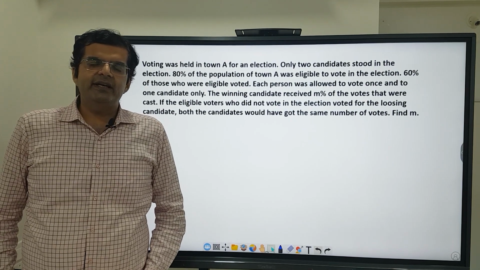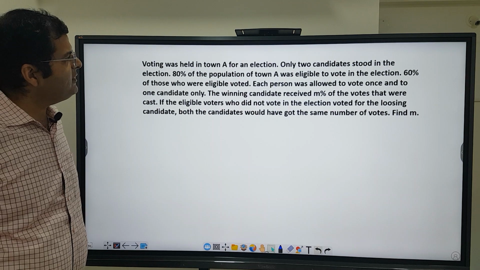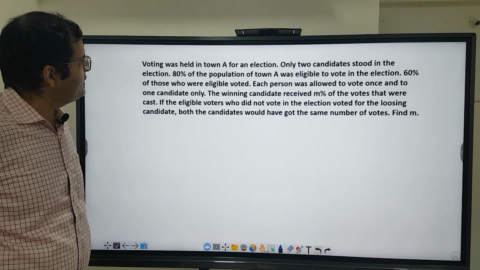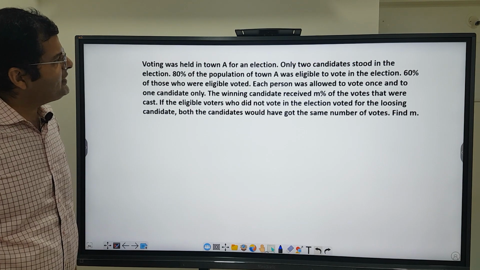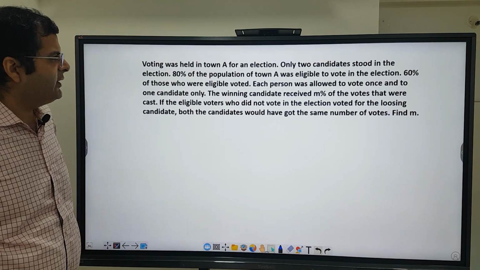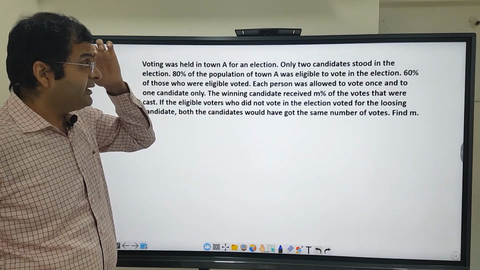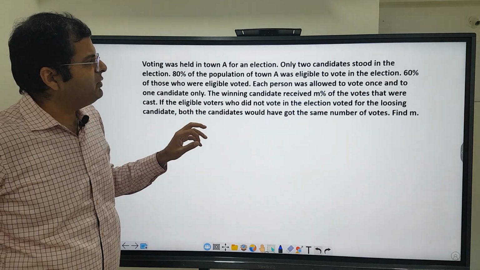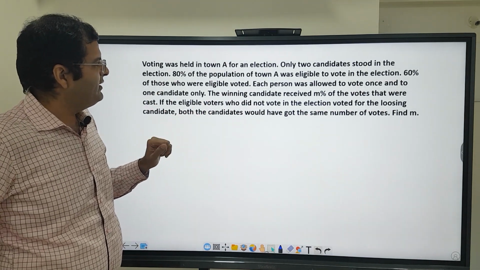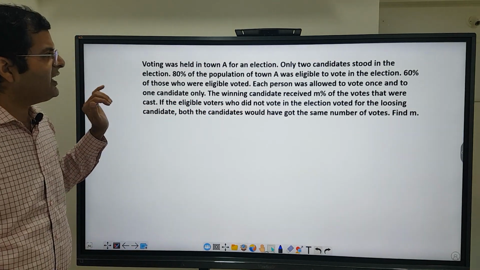So this is the 28th question of the ratio and percentages chapter. The question says voting was held in town A for election. Only two candidates stood in the election. 80% of the population of town A was eligible to vote in the election. 60% of those who were eligible voted. Each person was allowed to vote once and to one candidate only. The winning candidate received M% of the votes that were cast.